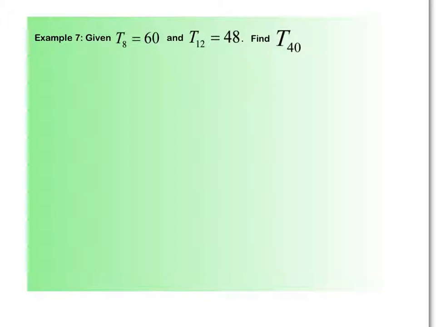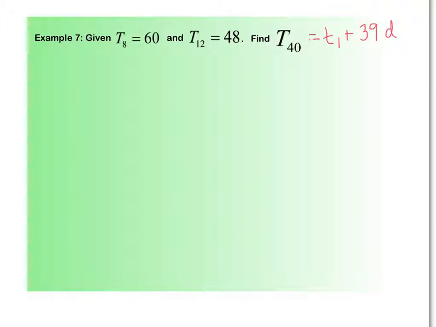Okay, in this example, we're given two terms of the sequence. They're not the first terms, they're not the last terms, just two terms right in the middle. So T8 and T12. And then we're asked to find a different term, the 40th term. I always like to start with what is it that I'm actually trying to find? So I'm trying to find T40. I know the formula goes T1 plus (n minus 1), so 40 minus 1, 39, times d. So I'm thinking to myself, with the information that I have, I just need to find T1 and d.